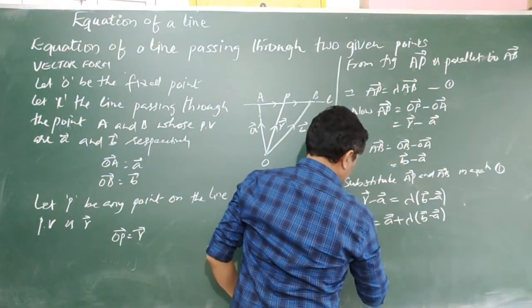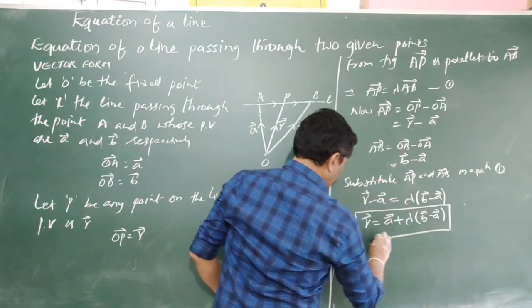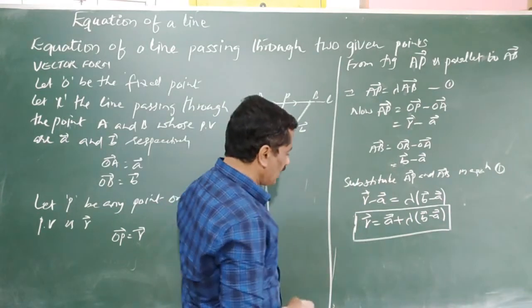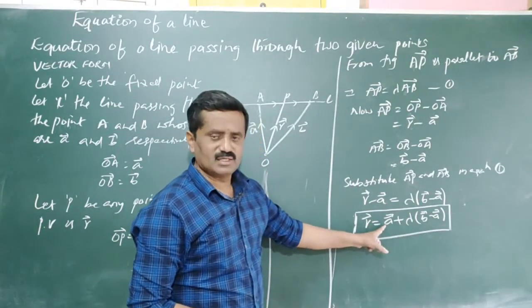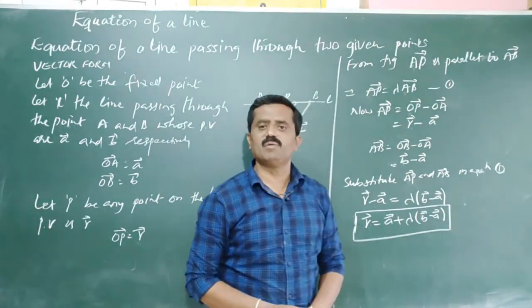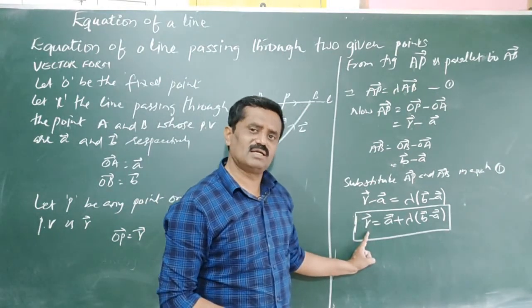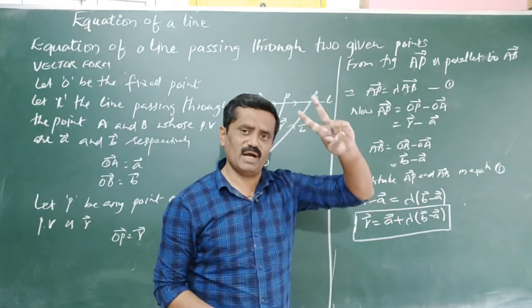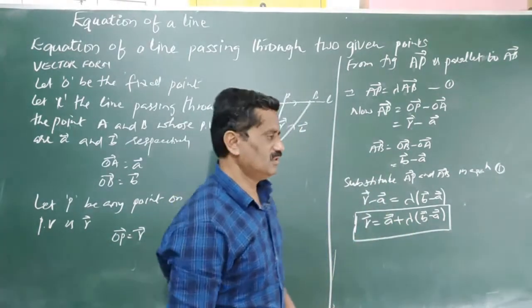Okay, so this is the equation of a line in the vector form, which passes through the points A and B, whose position vectors are A bar and B bar. So this is the vector equation of a line passing through points whose position vectors are A bar and B bar.